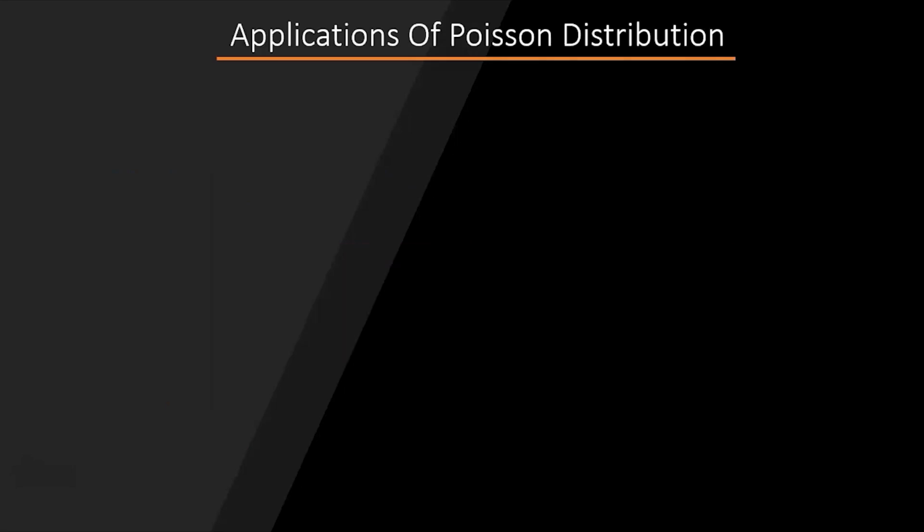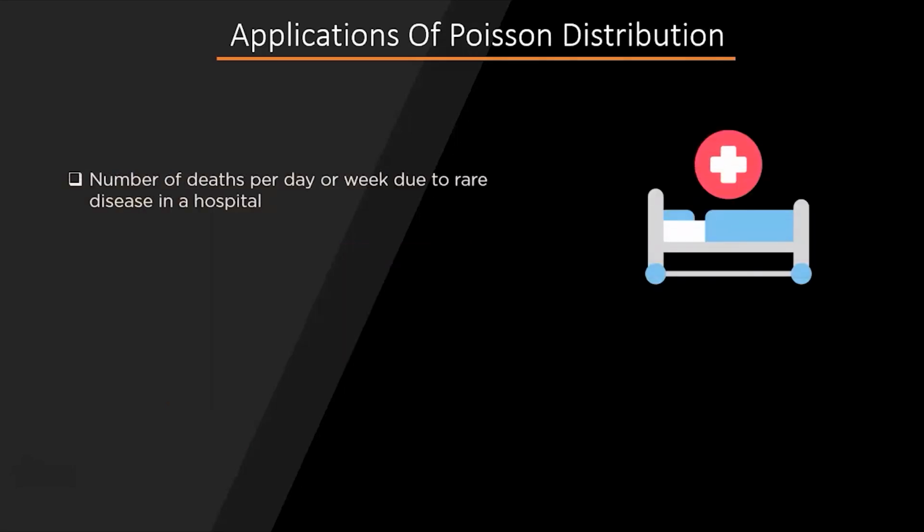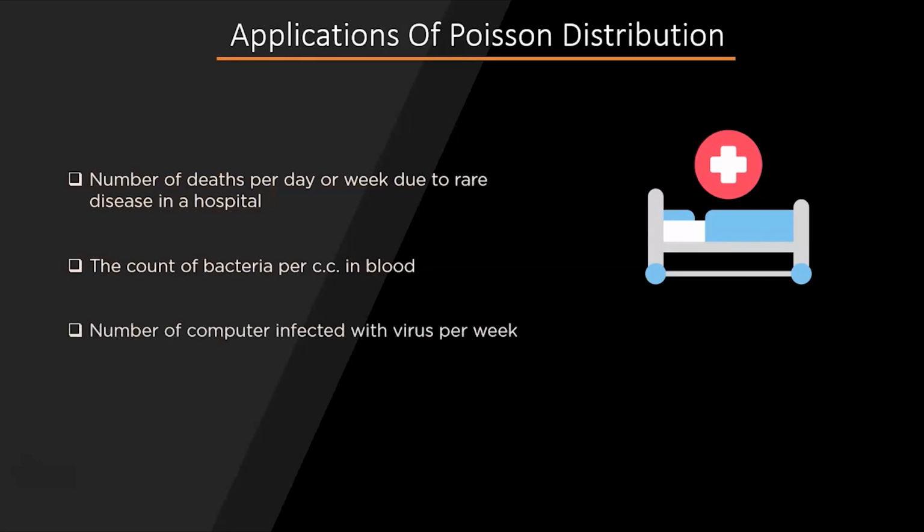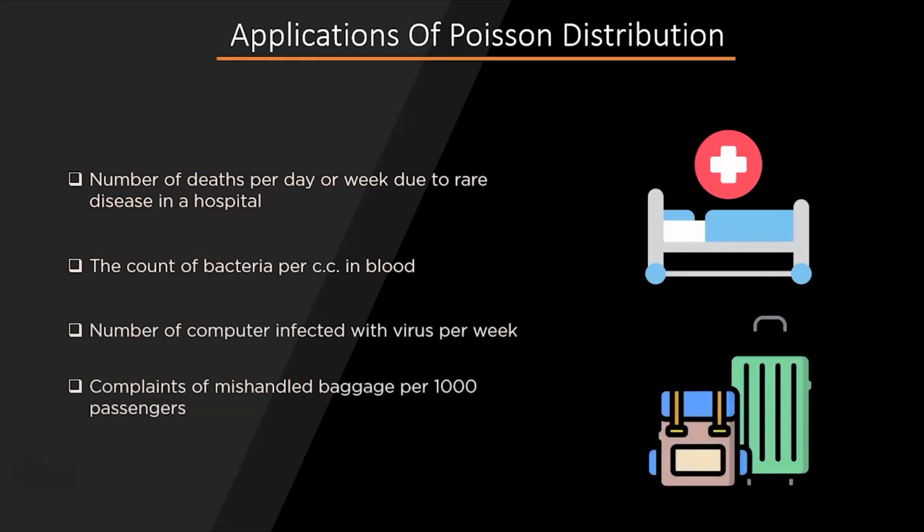Let's discuss some applications of Poisson distribution. If you want to calculate the number of deaths per day or week due to a rare disease in a hospital, you can use the Poisson distribution. In a similar manner, the count of bacteria per cc in blood or the number of computers infected with virus per week. The number of mishandled baggage per 1000 passengers can also be an application for Poisson distribution.